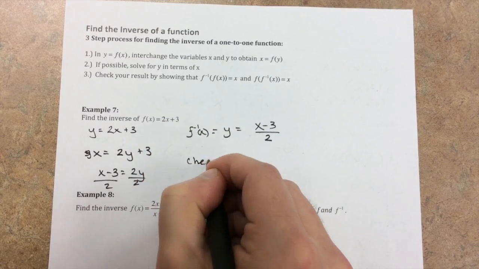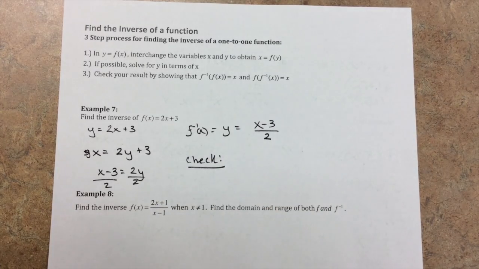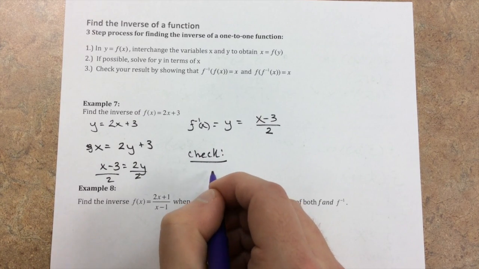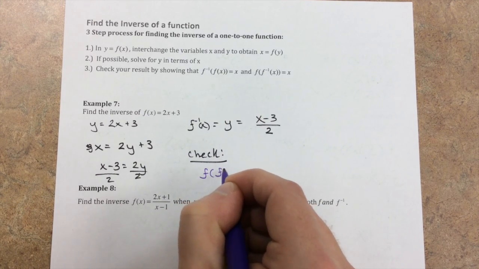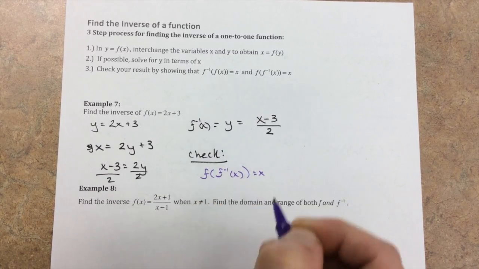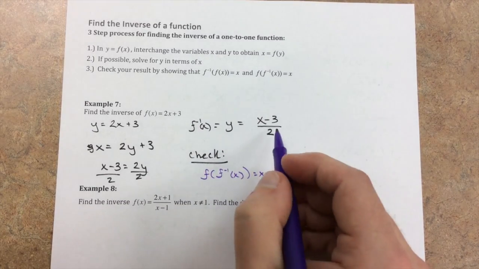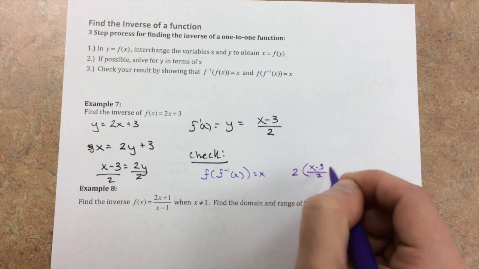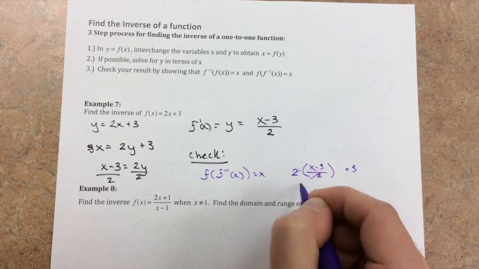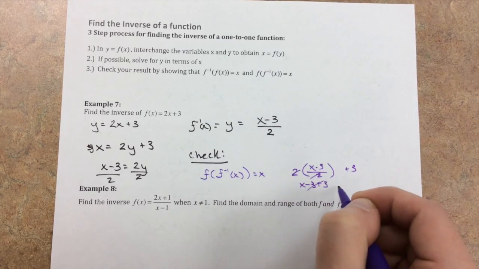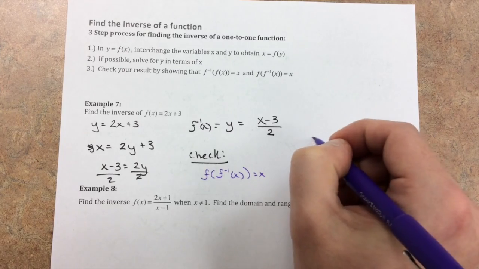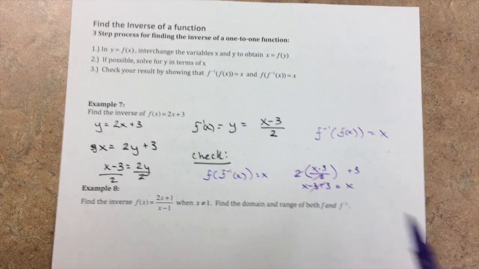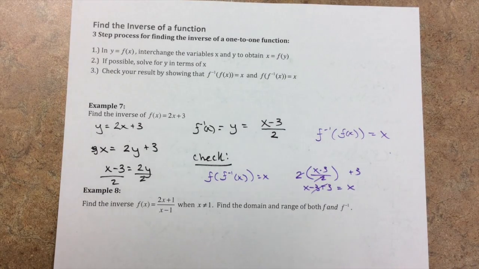And then for our check, what we want to show is that if we plug this into our original, f of f inverse equals x. So if we just show this, then we get 2 times (x minus 3) over 2 plus 3. These 2's cancel, x minus 3 plus 3. Those cancel, we're left with just x. Likewise, if we check that f inverse of f of x, we'd also get x. I know you can do this on your own, so I'm going to leave that up to you.